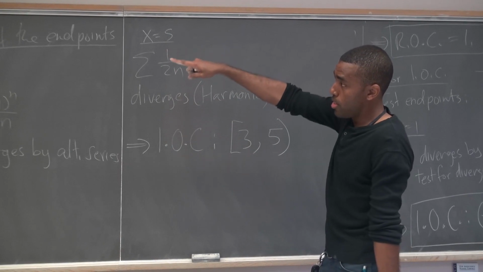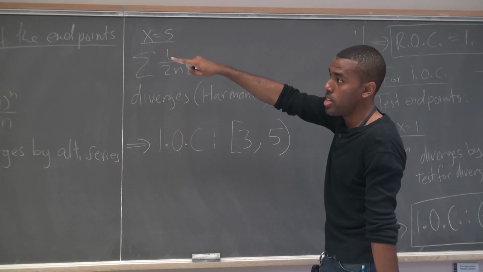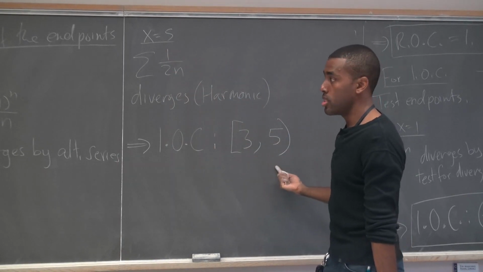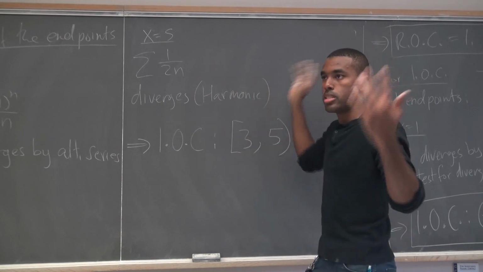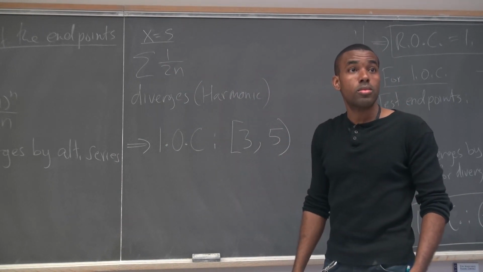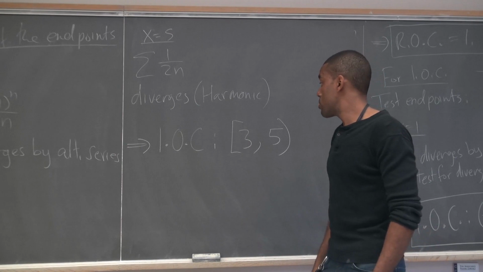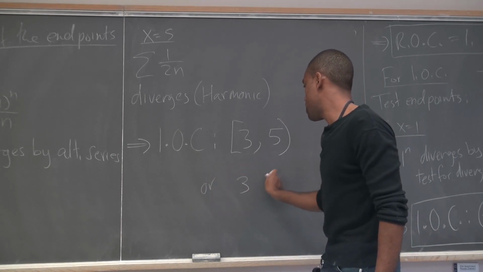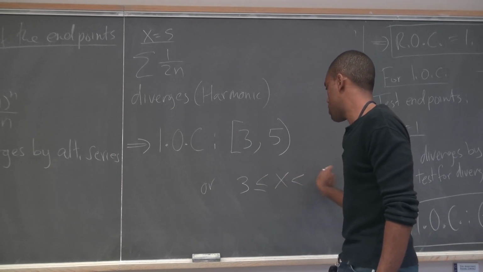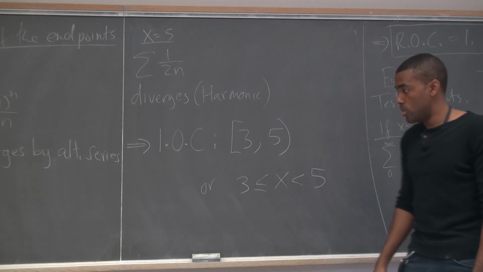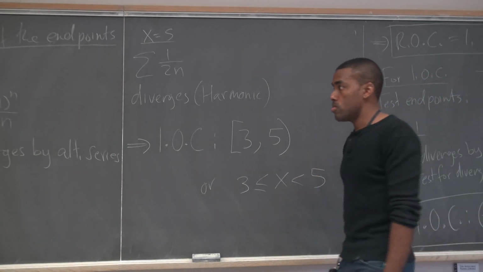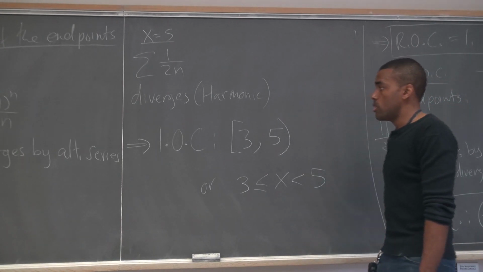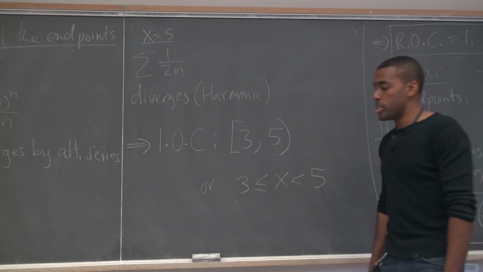Meaning that infinite polynomial over there converges to some function whenever I'm on this interval. Outside this interval, it makes nonsense. You feel like it should be written as 3 is less than or equal to x less than 5? Yeah, it's the same. I'm just using interval notation. Here you can use inequality notation. That's perfectly fine. That's my interval of convergence.